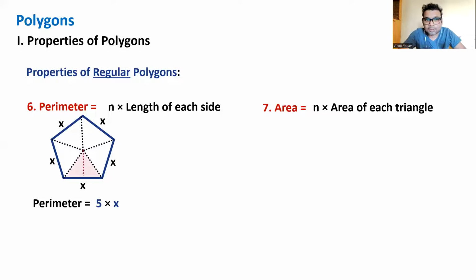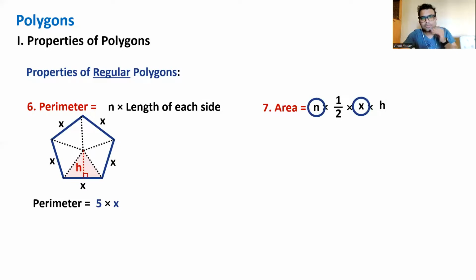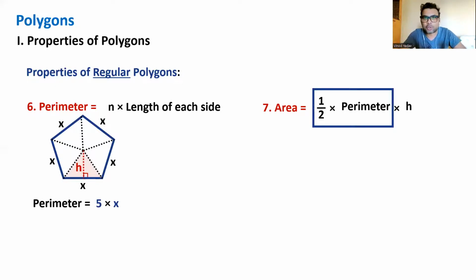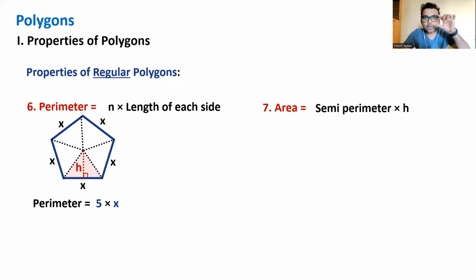So you can derive the area of that one triangle: half into base into height into n. What about this n into x? x plus x plus x, n times, so n into x. So ultimately it is the perimeter, isn't it? The total boundary is getting covered. And half into perimeter, that is, semi-perimeter into h, the height. So in this case, 5x divided by 2 into that h.